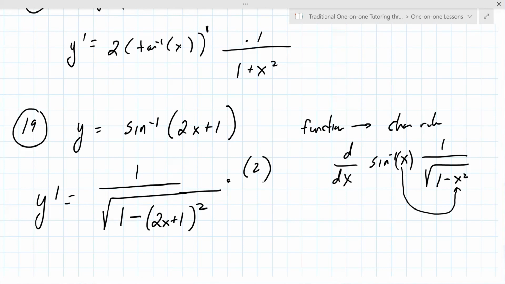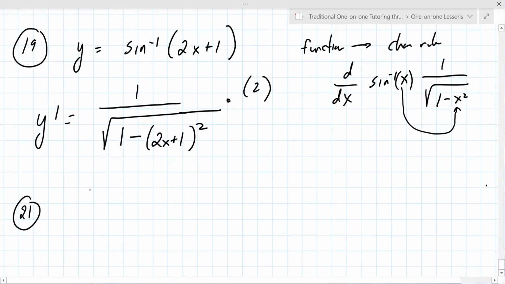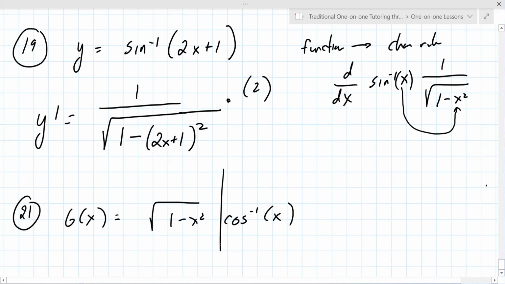What was the next one? I think it was 21. 21 is a power rule or product rule here. So we have g of x equals square root of 1 minus x squared times arc cosine, but I'm going to write this as cosine inverse of x. So this is a product rule.